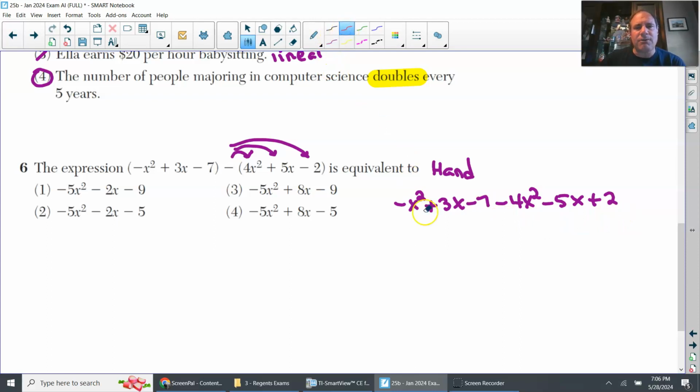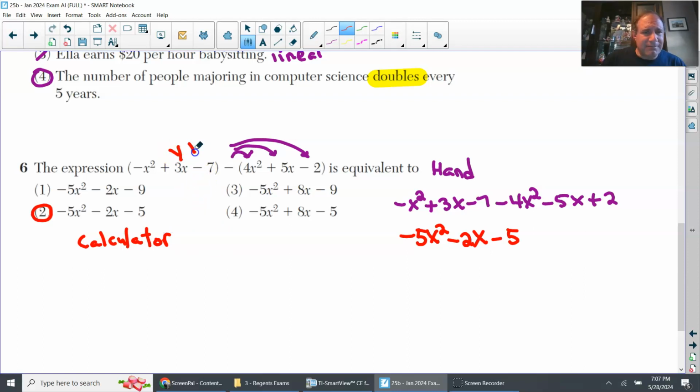So now we combine like terms. The negative x squared and the negative 4x squared make negative 5x squared. The 3x and the negative 5x make negative 2x. And then negative 7 plus 2 is negative 5. So 2 is your answer. Remember, the calculator works also. Put it into Y1, then put each one in as you go and match the graphs. Calculator and match. It works all of the time.